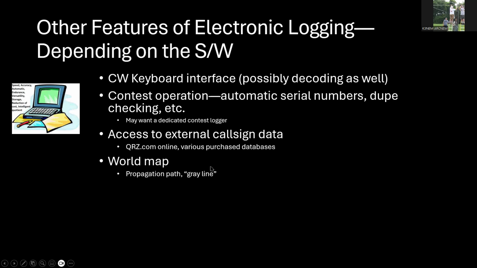And they also provide a world map, which will show you the propagation path that you're trying to work if you type in a call sign, and will show you where the sun is, so if you're interested in gray line operation where you work along the terminator.